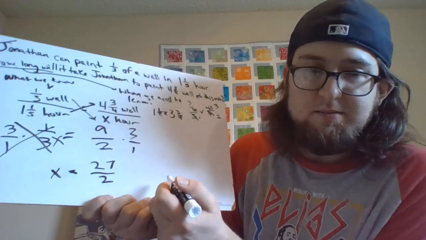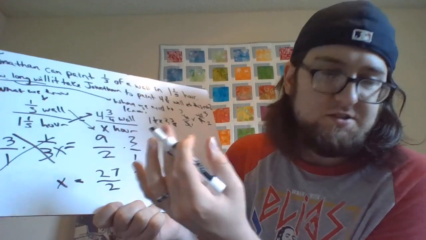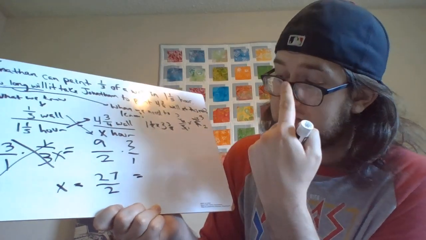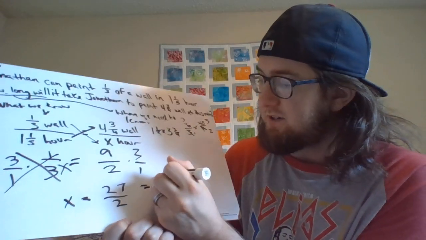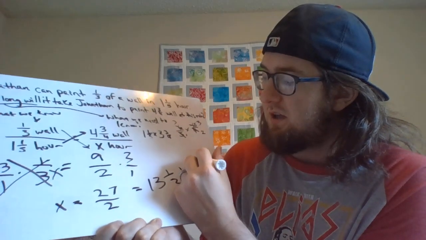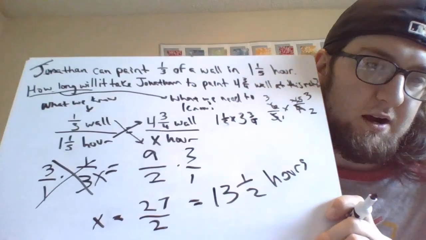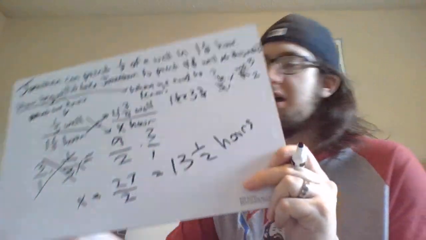And 27 divided by 2 can be changed into a mixed number. You don't have to, but it's good to see it this way, especially when we're talking about hours. And that's going to be 13 1/2 hours. So that is how you do a proportional relationship problem. Okay. Obviously, I made a mistake here.